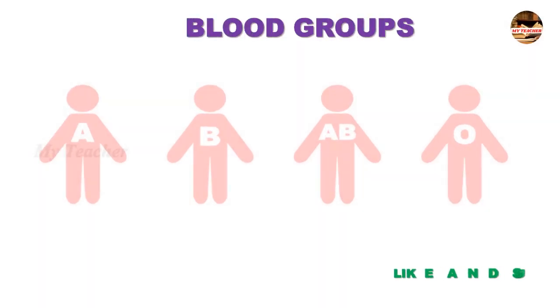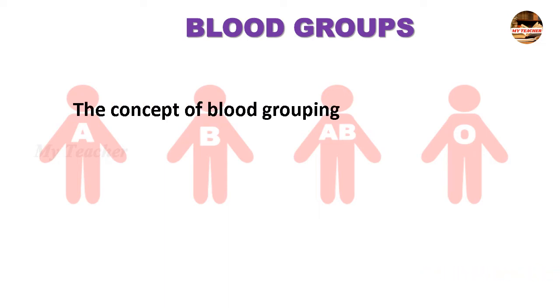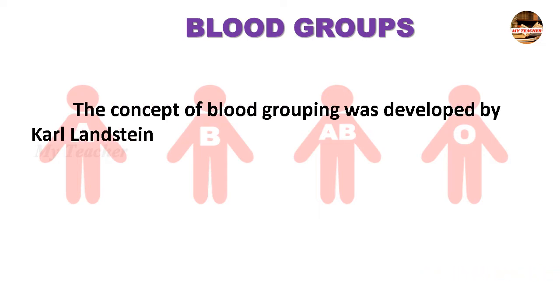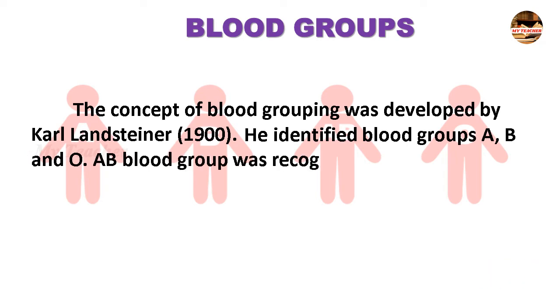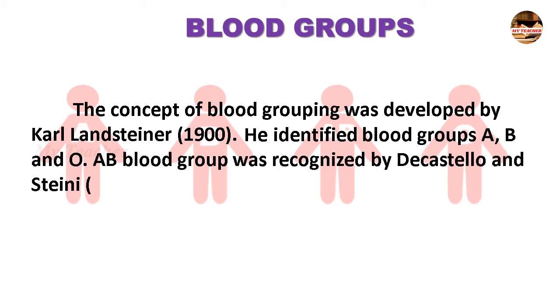Blood groups. What is your blood group? Do you know? The concept of blood grouping was developed by Karl Landsteiner in 1900. He identified blood groups A, B and O. The AB blood group was recognized by Decastello and Sturli in 1902.